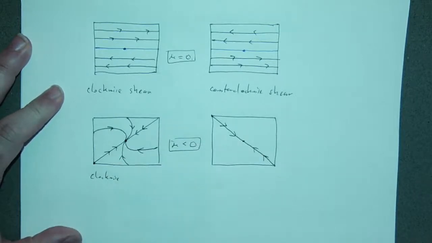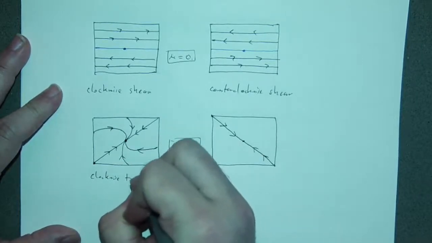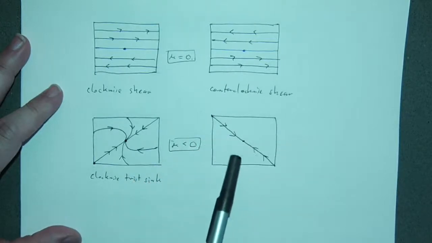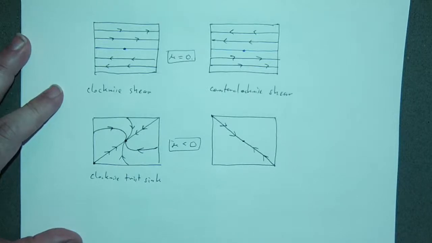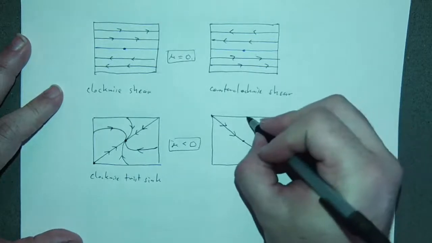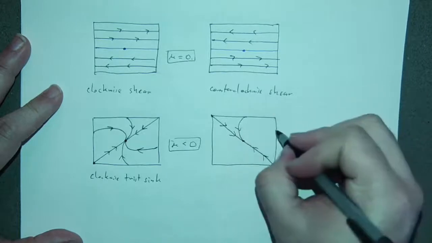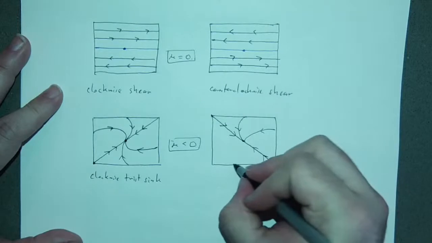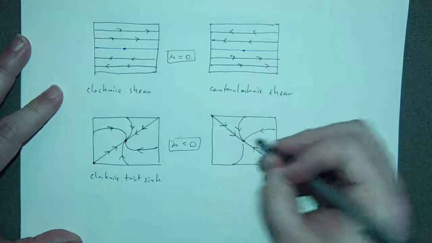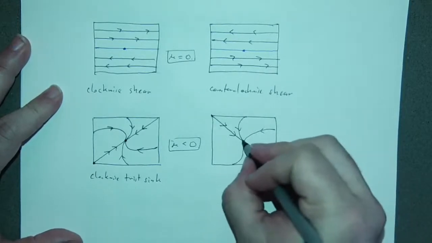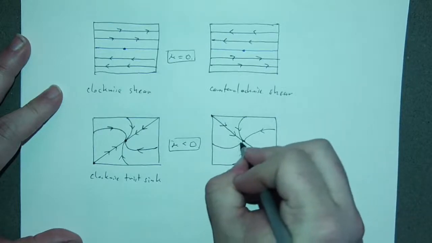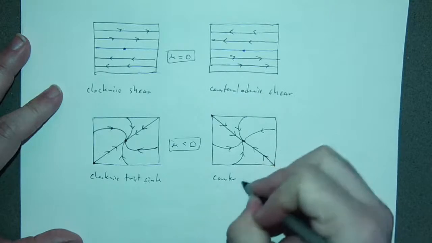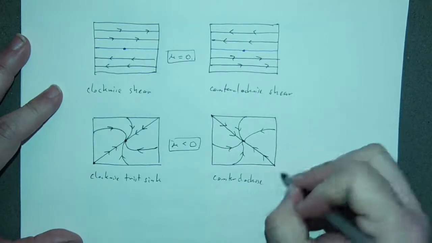This is a clockwise twist sink, is what it's called. This is going to be a counterclockwise twist sink. Okay, so what that motion looks like is this. Okay, and then, nope, I didn't connect it. This is a counterclockwise twist sink.